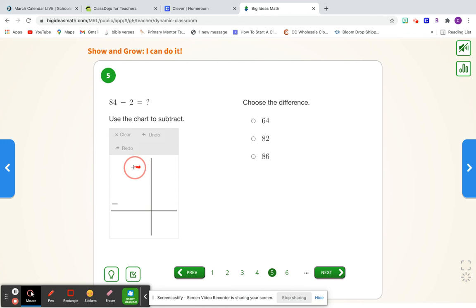All right. 84 minus 2. Remember, we start with our ones. 4 minus 2, we do not have to regroup here. We can say 2. And then we bring down our 8. 8 minus 0 is 8. So our answer is 82.